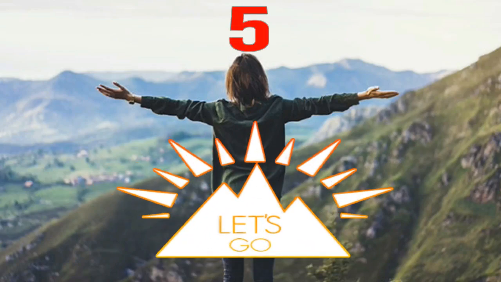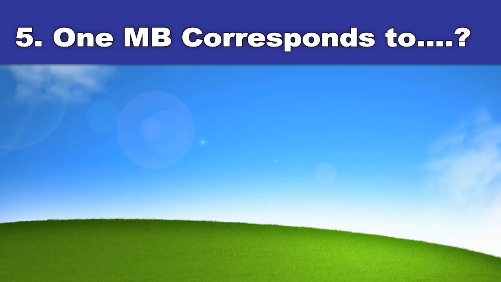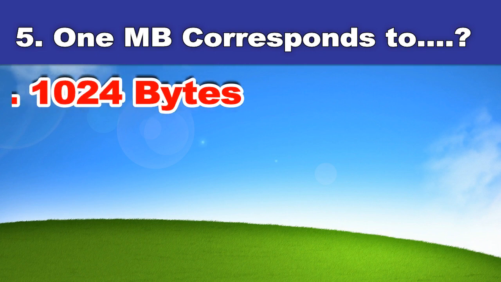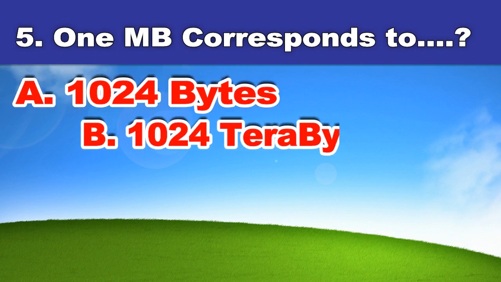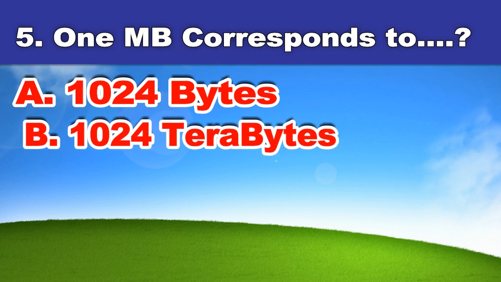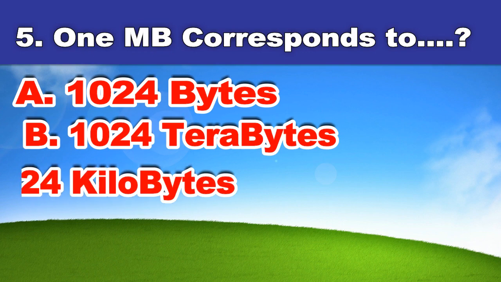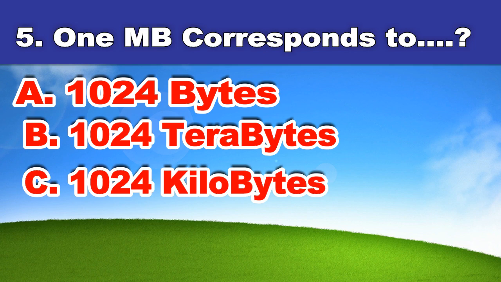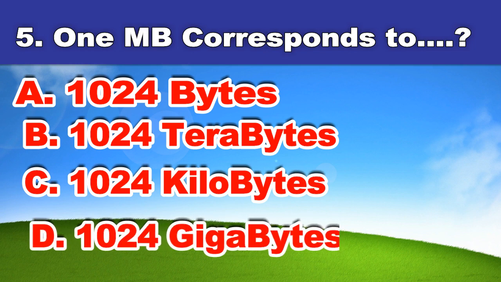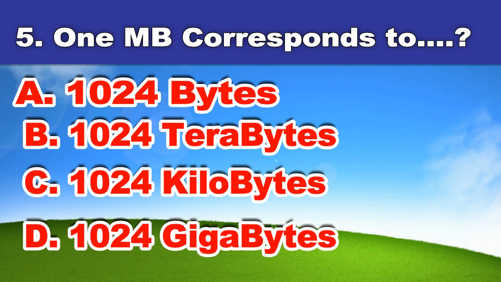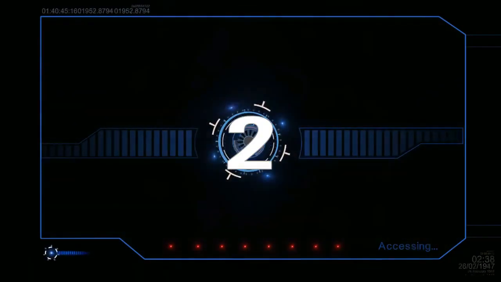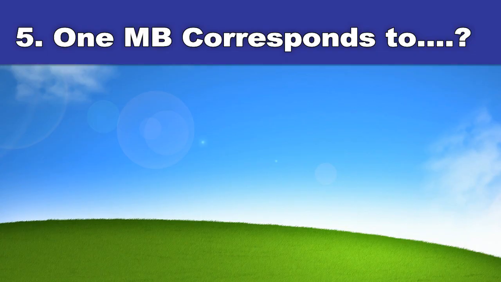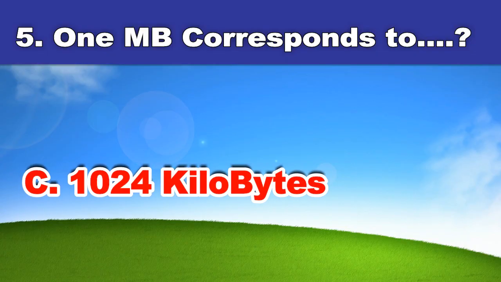Fifth question. 1 MB corresponds to A. 1024 bytes, B. 1024 terabytes, C. 1024 kilobytes, D. 1024 gigabytes. And the answer is 1024 kilobytes.